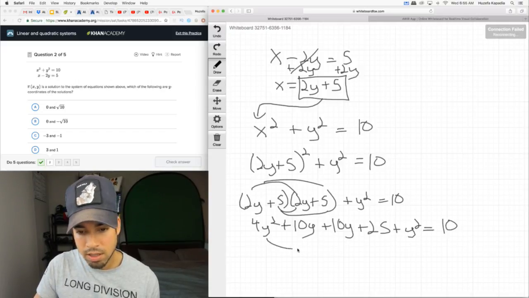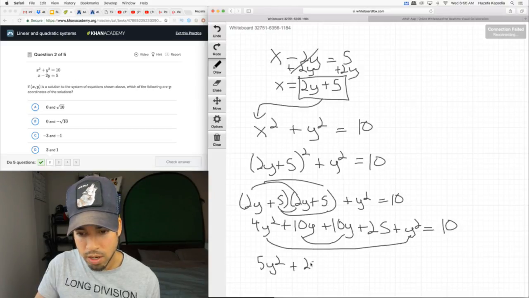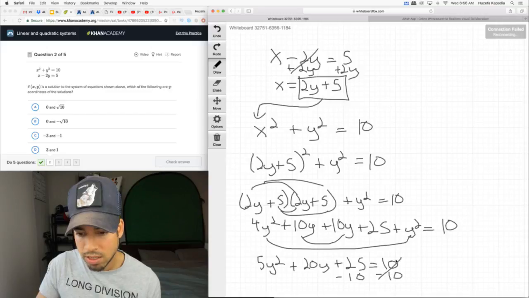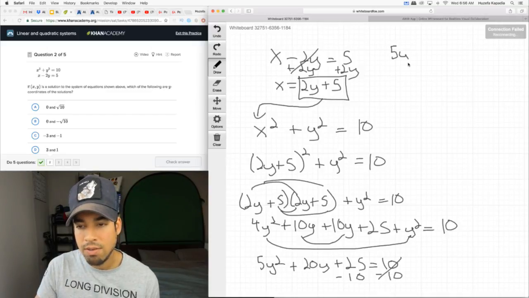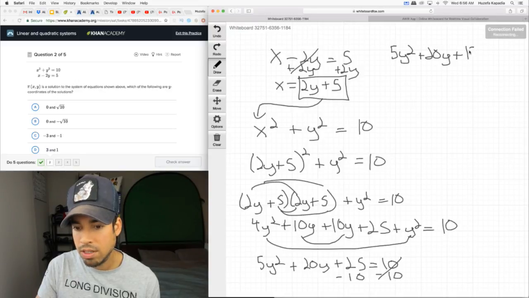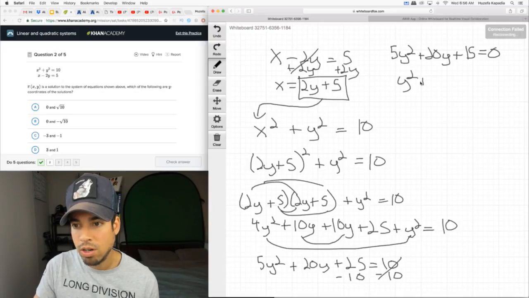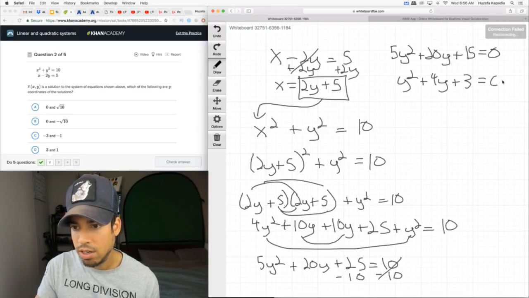So these combine over here, and these combine over here. Now we got 5y squared plus 20y plus 25 equals 10. Subtract 10 from both sides, same as last one, setting this equal to 0. Now we got 5y squared plus 20y plus 15 equals 0. Divide everything by 5. We got y squared plus 4y, since 20 divided by 5 is 4, plus 3. Boom.